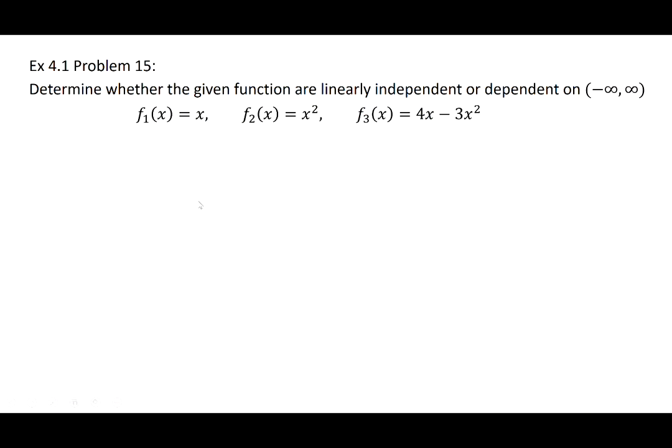Here I'm giving you three functions, f1, f2, and f3. And I'm asking you, are these three functions linearly independent or dependent on my interval, which happens to be the entire real number line, negative infinity to infinity? So, what are we looking for? Can I come up with some constants, C1, C2, C3? There are three functions, so three constants, such that C1 times the first function, plus C2 times the second function, x square, plus C3 times the third, will be zero for all values of x.